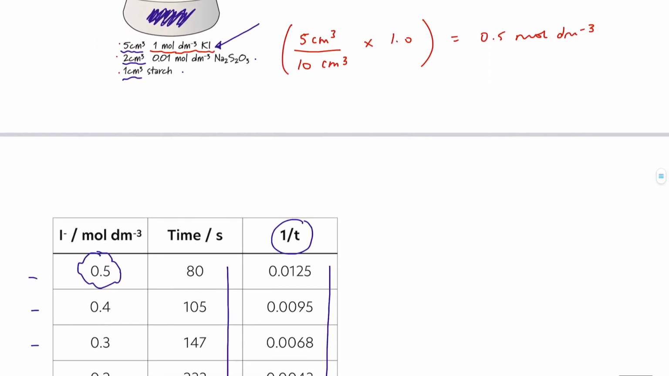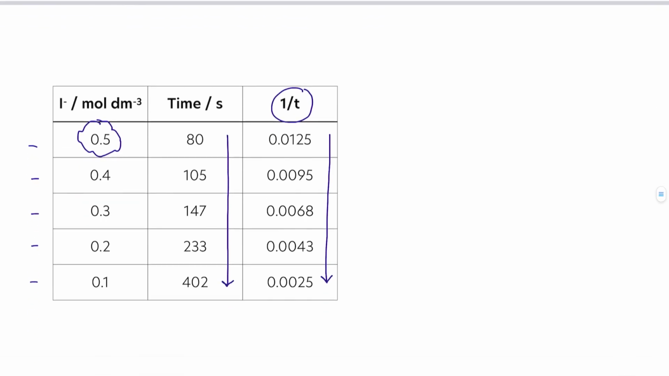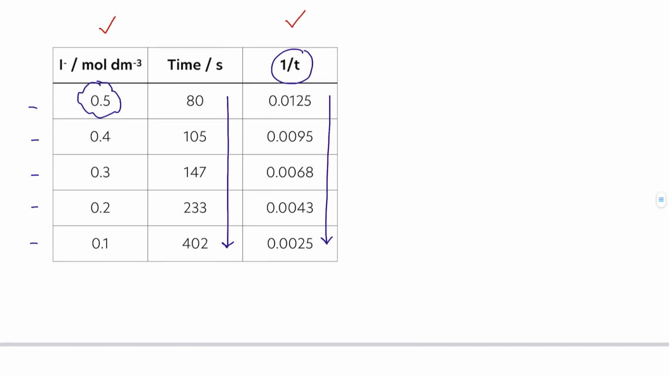So repeating this experiment, maybe I would add 4 centimeters cubed and 1 of water, 3 and 2 of water, and so on to change my initial concentration. In order to find the order of reaction with respect to iodide ions, I would then plot a graph of concentration of iodide ions against 1 over T.